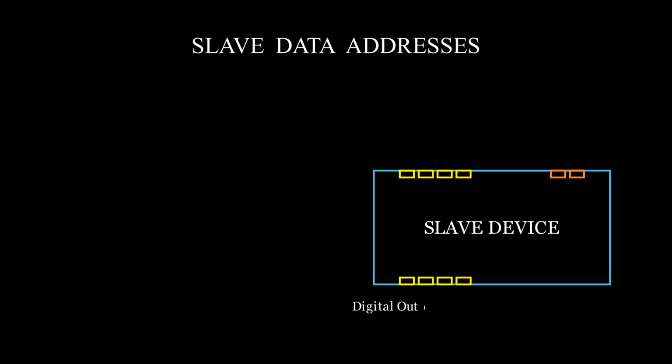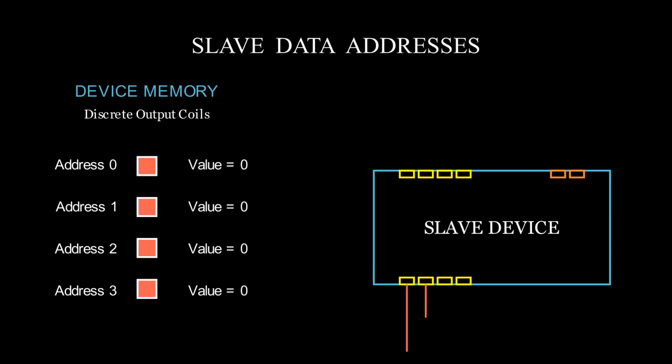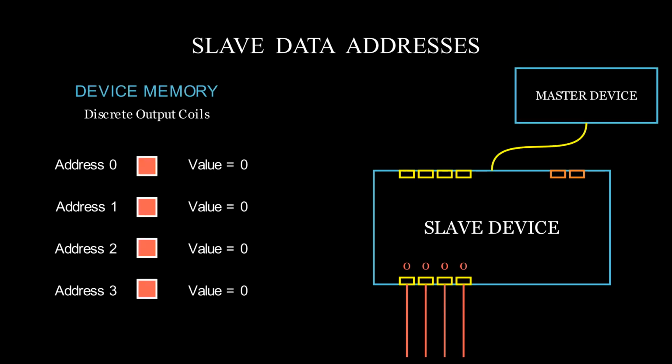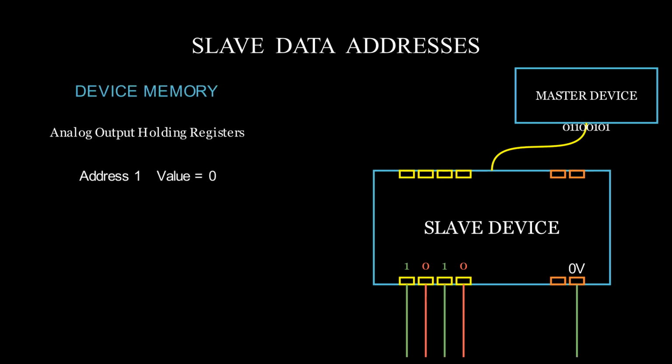Digital outputs are also mapped to the memory as coils. We can read and write them. Notice how the values change in the memory, and they are physically reflected in the slave device outputs. Analog outputs are also registers with 16-bit values, and when we write to their memory area, they output voltage or current proportional to the value we write.